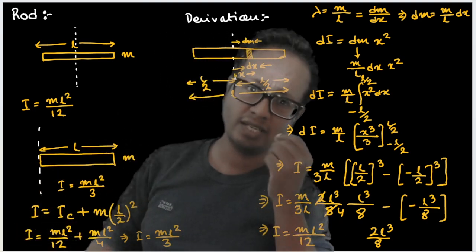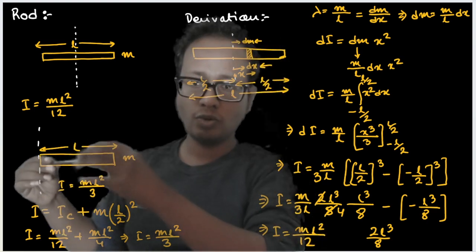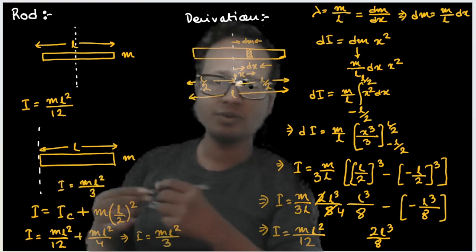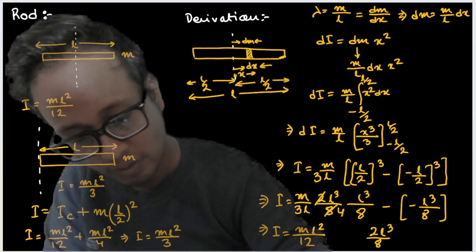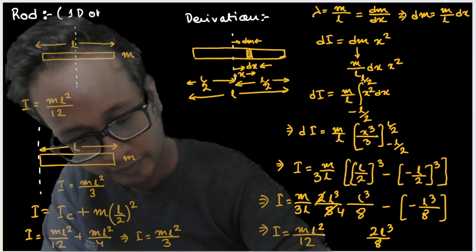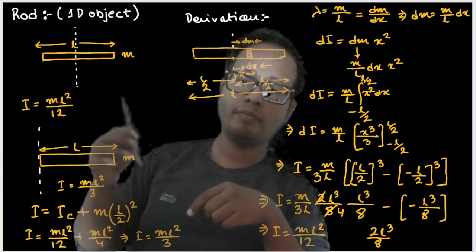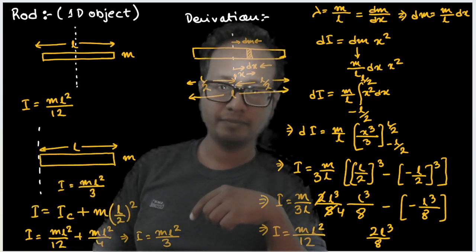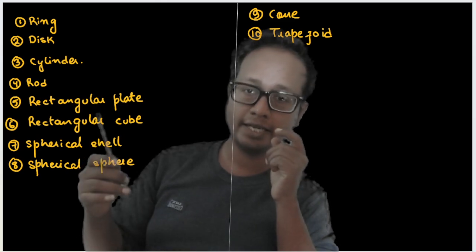Apply some common sense. A rod is a 1D object. That means all the masses are towards the axis, at a distance 0 from the axis. That means the entire moment of inertia is 0. This rod out here is a 1D object. So only axes that are perpendicular to the rod will have moment of inertia. Understood? That's it. The next thing on our list is the rectangular plate.